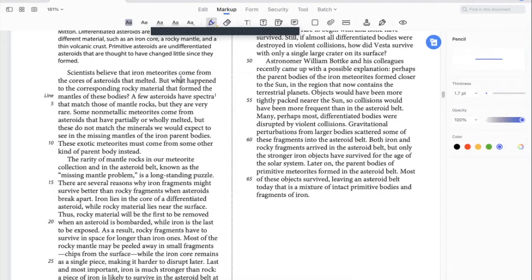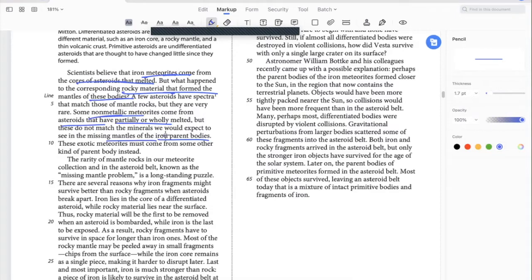Okay, so here we are saying that scientists believe that iron meteorites come from the cores of asteroids that melted. The question is, what happened to the corresponding rocky material that formed the mantle of these bodies? A few asteroids have spectra, which I think is the plural of spectrum, that match those of mantle rocks, but they are very rare. Some non-metallic meteorites come from asteroids that have partially or wholly melted, but these do not match the minerals we would expect to see in the missing mantles of the iron parent bodies.